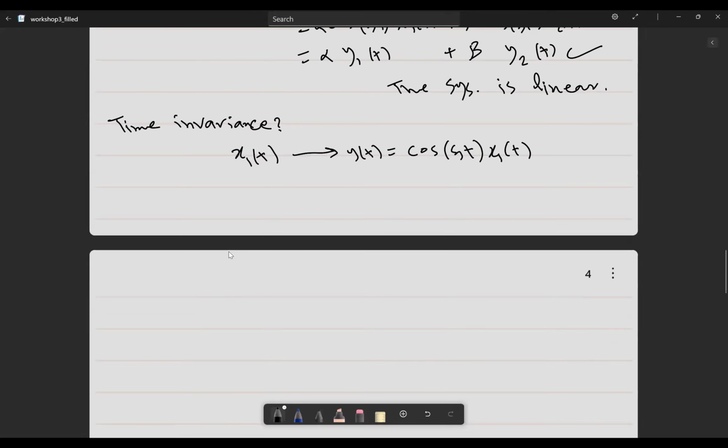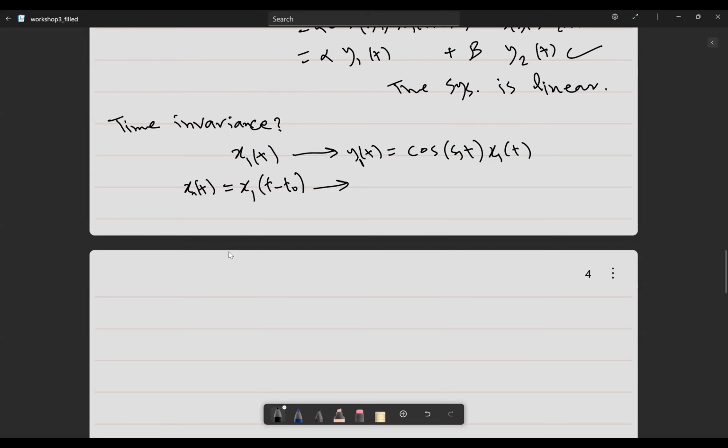Now, assume that we have another signal that is just the same x1(t) but shifted. So this new signal is the same as the previous signal but shifted by t0. And we apply it as an input for this system. The output will be, so we should call this one y1(t).